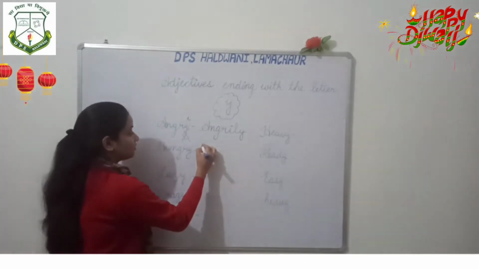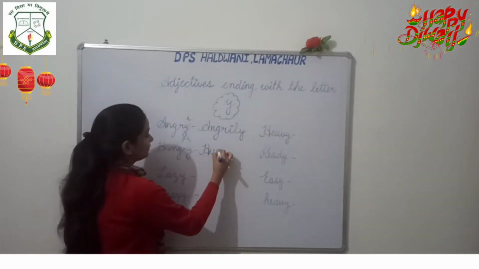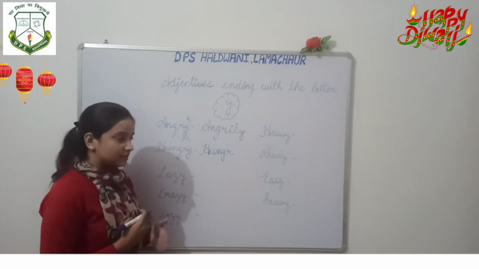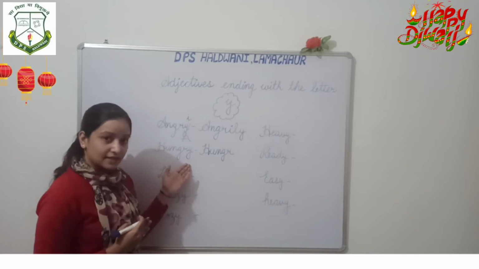Next is hungry. H-U-N-G-R. Again, the first step is to remove y and add i.